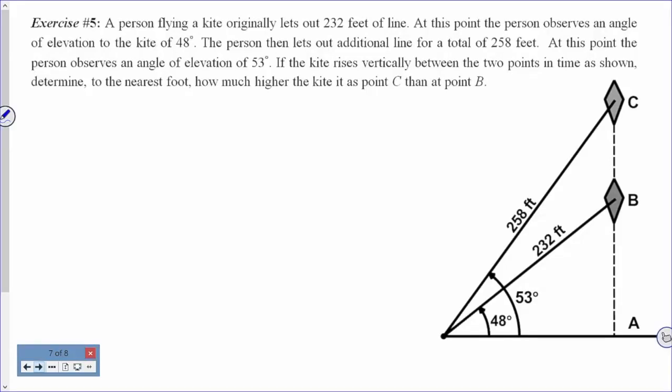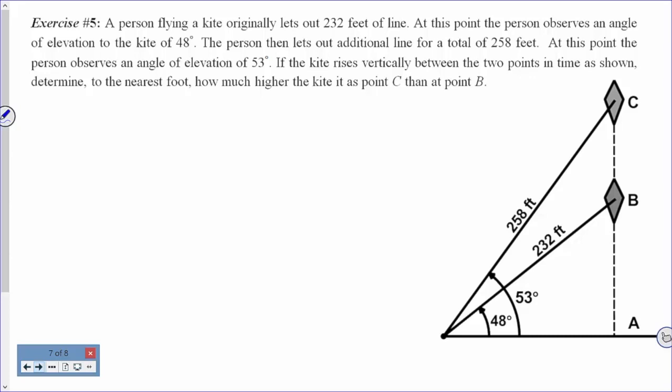A person flying a kite originally lets out 232 feet of line. At this point, the person observes an angle of elevation to the kite of 48 degrees. The person then lets out additional line for a total of 258 feet. At this point, the person observes an angle of elevation of 53 degrees.